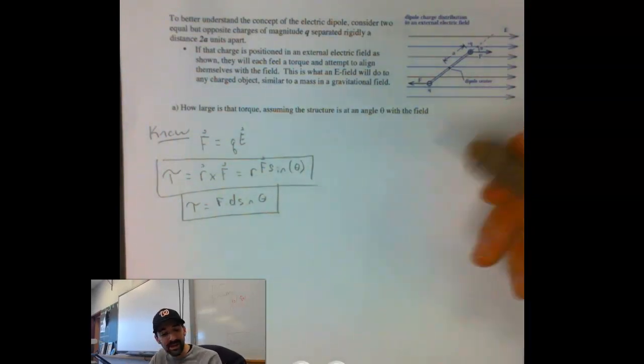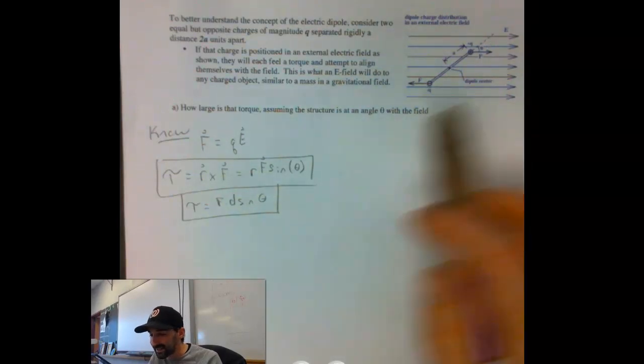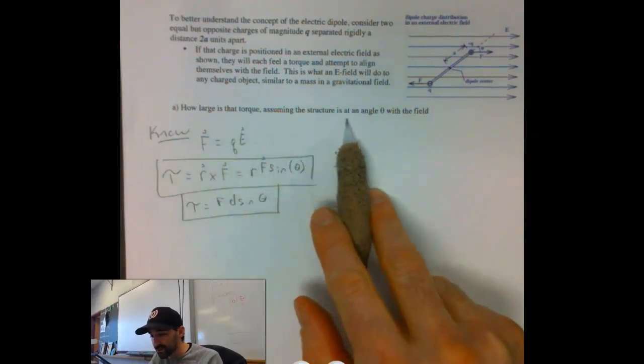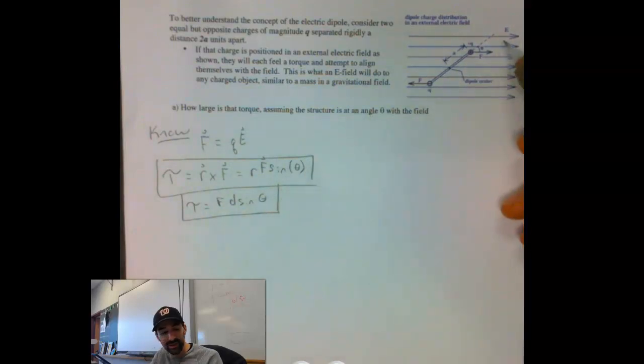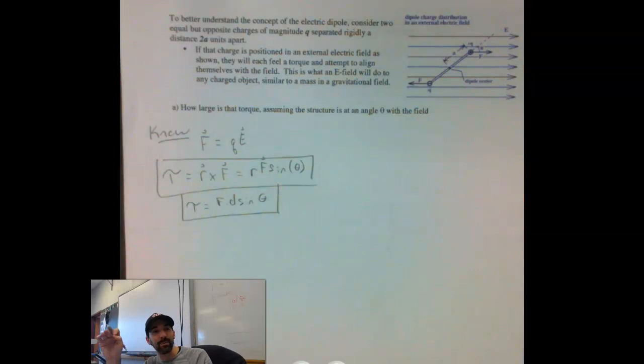Well, what's going on here? Exactly how large is this torque, assuming this structure is at angle theta? So how do I do that? This is all about that dipole moment. Remember, because of that dipole moment, there's going to be this torque that's acting on this entire thing.